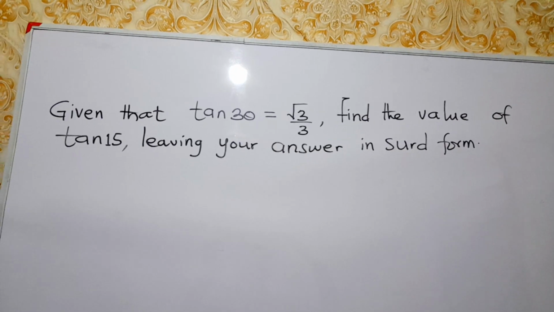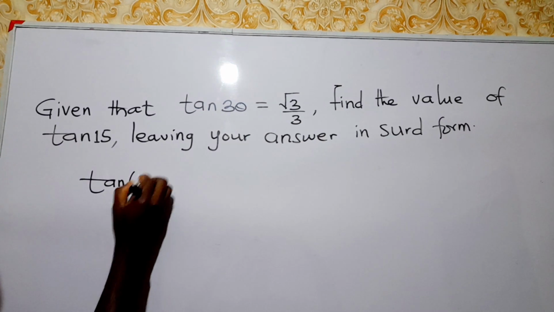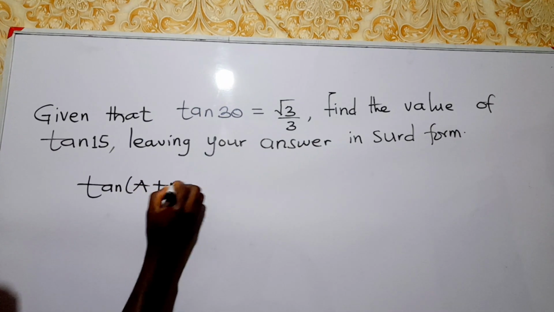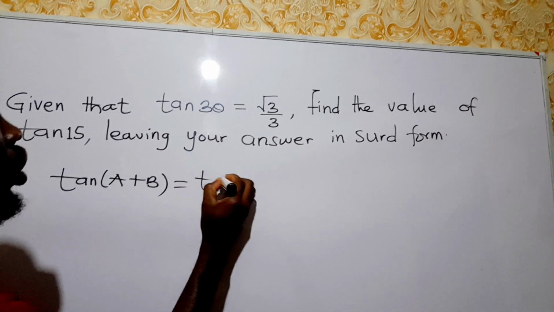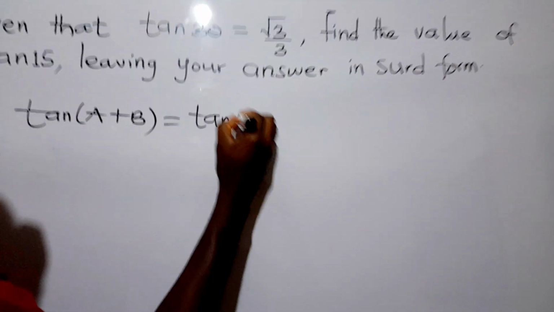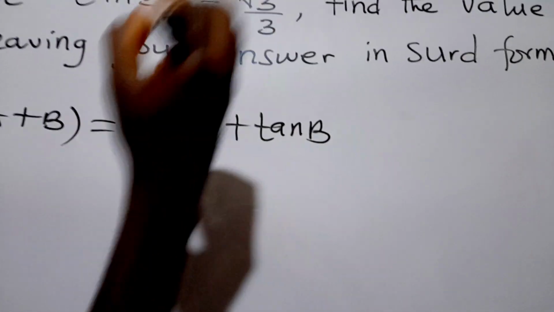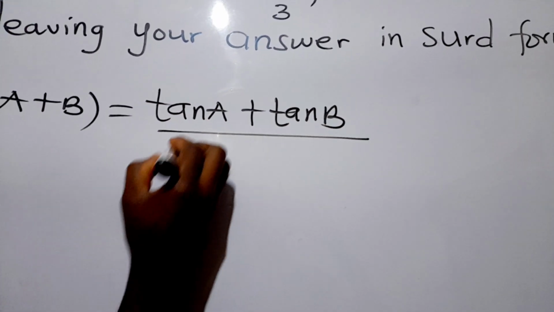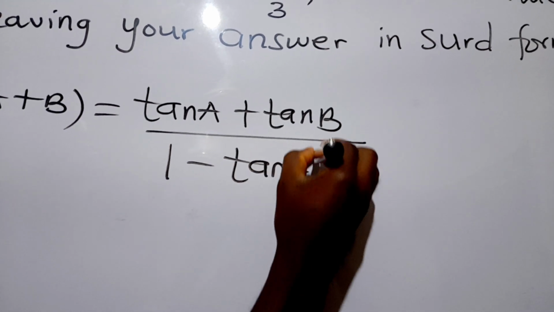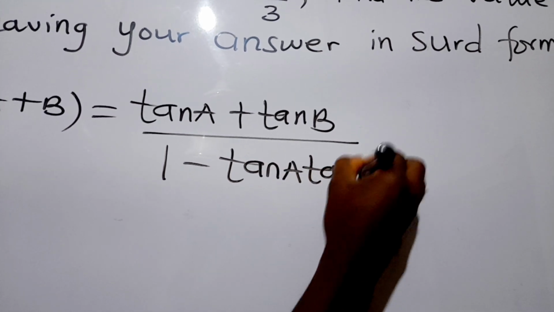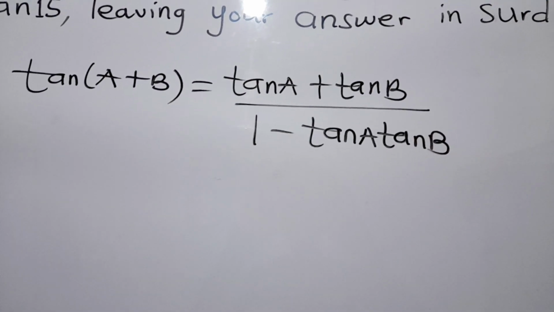So remember, if we have tan(A plus B) from compound angles, it will be equal to tan A plus tan B over 1 minus tan A tan B. I know you should be aware of this by now.